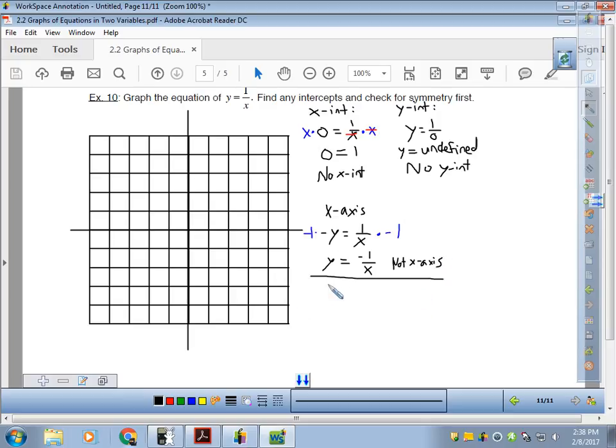So we have checked x-axis. The next thing to do is to check y-axis. For y-axis, we plug in a negative for the x. So we're going to have y equals 1 over negative x. That actually doesn't simplify. There's nothing I can do with that. So all I can do is really compare it with the original. Is it the same as the original? No, those are not the same. So we know it's not y-axis either.